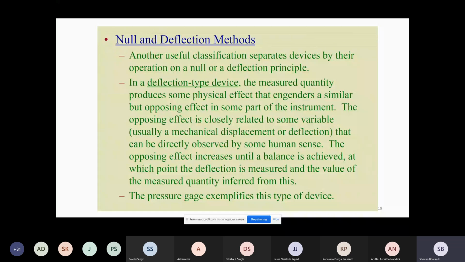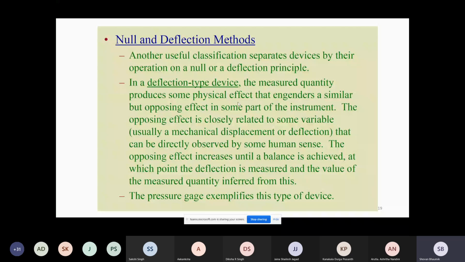So these are the two broad categories: one is null type, another is deflection type. In the second point, that's what is written. In the deflection type device, the measured quantity produces some physical effect that deflects the pointer, and there is a spring in the pointer or other restoring force which tries to restore it. When both are in equilibrium, the pointer gets deflected and stays there. Then you can see it and measure the reading. So this is all about that.